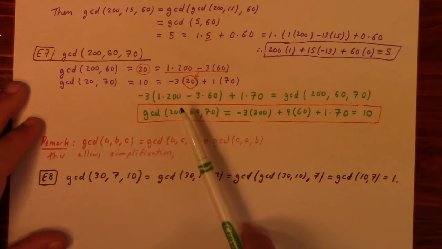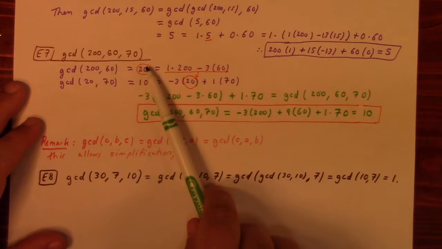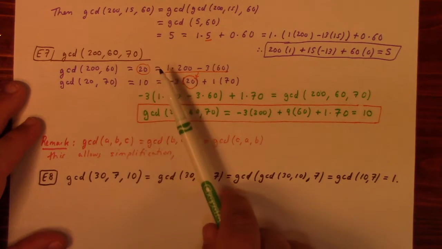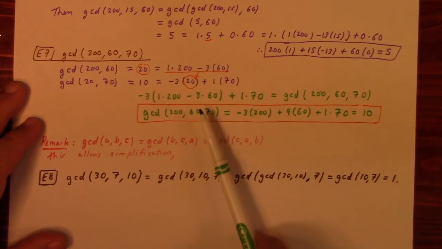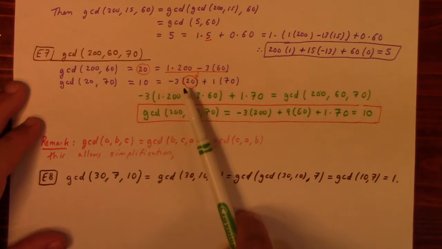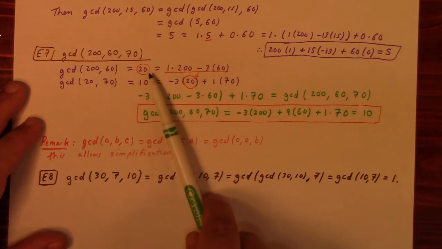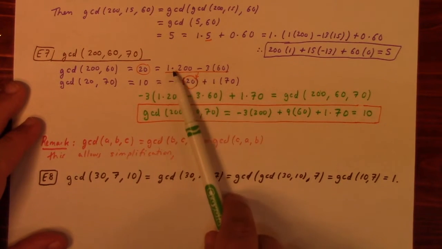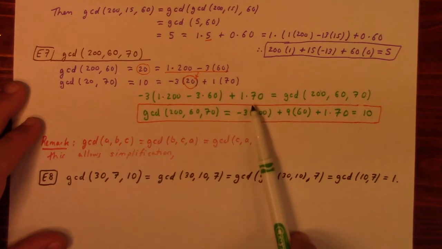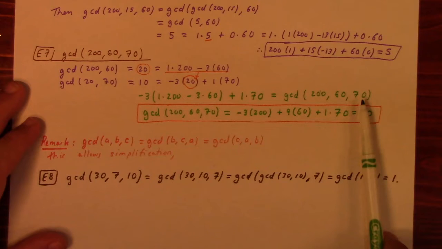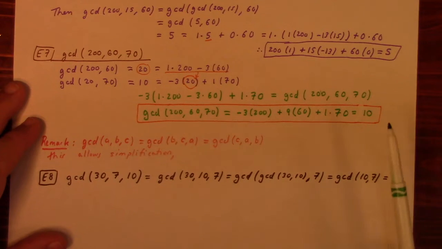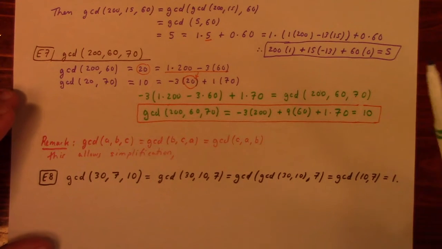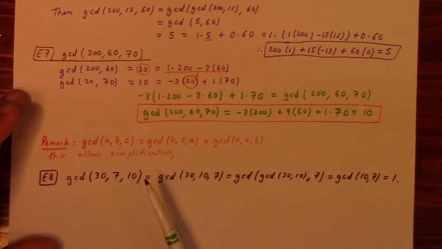Okay, so let's put it all together. The GCD of 260, 70 is the GCD of 20 with 70, which is 10. So I've got minus 3 times 20, but the 20 I can rewrite as 1 times 200 minus 3 times 60, right? So I take this and I plug it in there. And then I've got plus the 1 times 70. That's the GCD of 260 and 70. And so there it is. Yet another example. I think I gave you one of those in the homework. I hope this is enough to help you on your way.